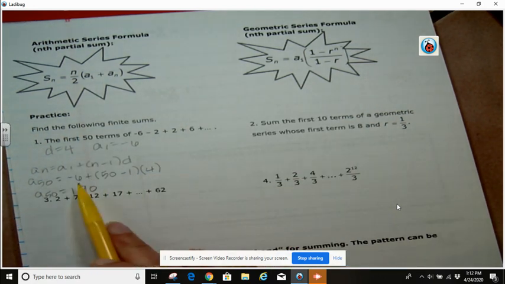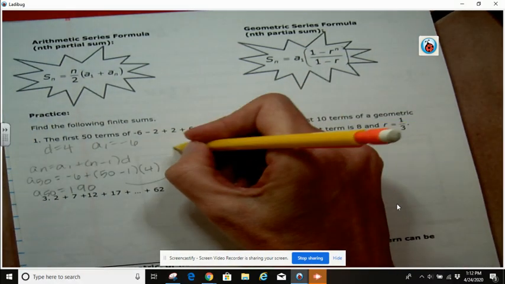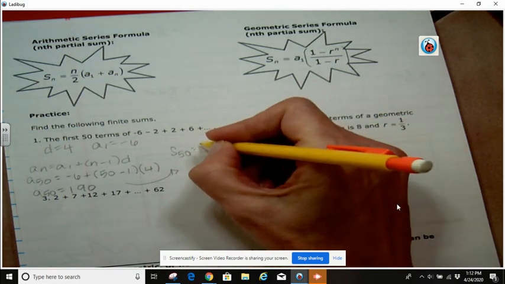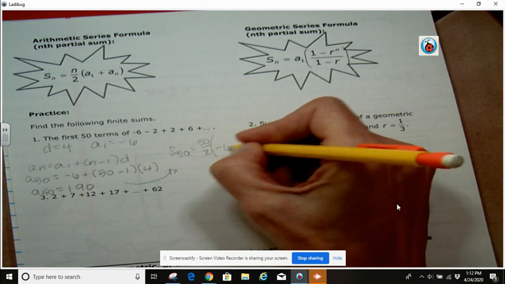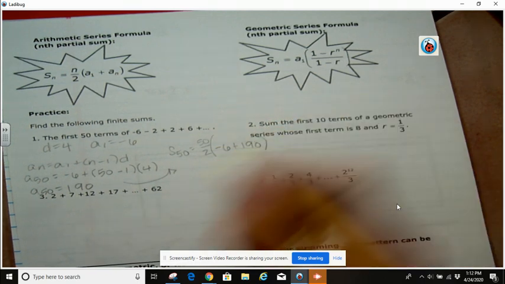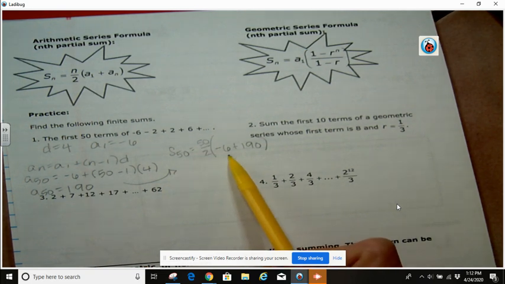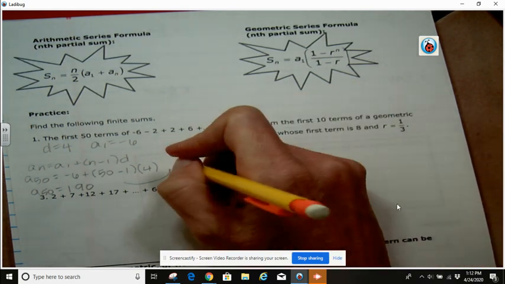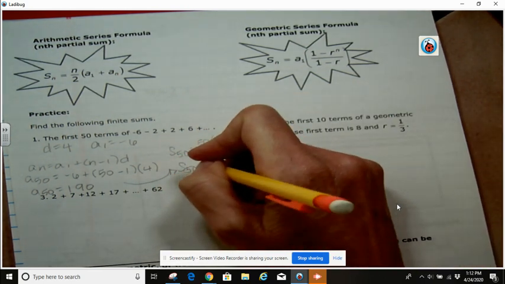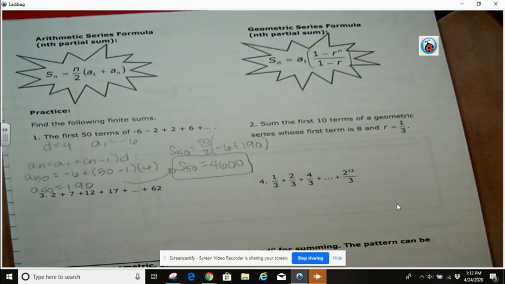49 times 4 minus 6. Once I have that, then I can use that with the series formula. S sub 50 equals 50 divided by 2, times the first term plus the 50th term. Okay, I want the sum of the first 50 terms. This is the first term. This is the 50th term. And that would tell me that the sum of the first 50 terms of this pattern is 4,600.